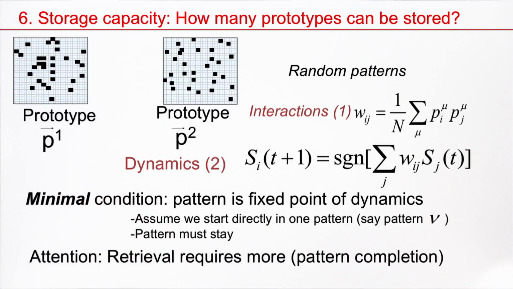That's the task. However, that's a little bit hard to calculate. So we make a really minimal condition. Suppose you start directly in a prototype. Say you start in prototype number 2. Then at least, if you run the dynamics, you should not move away from the prototype. You should stay in the prototype. So we assume we start in one of the prototypes, and the minimal condition is that the pattern should stay. Attention, retrieval really requires more. We want pattern completion, but this is really a minimal condition.